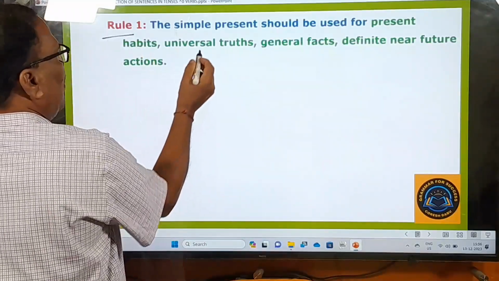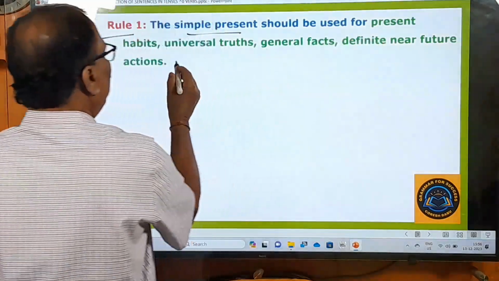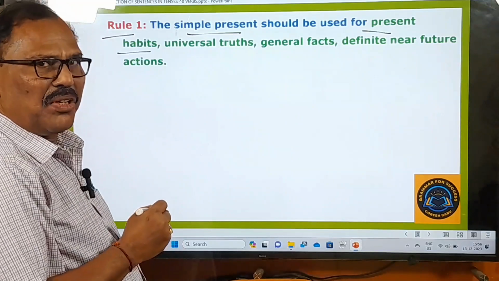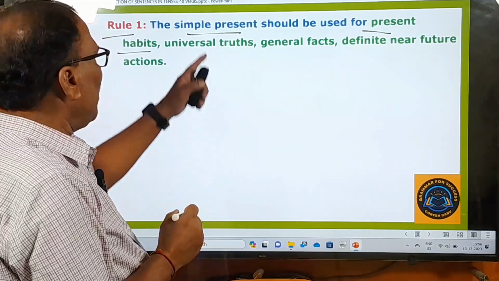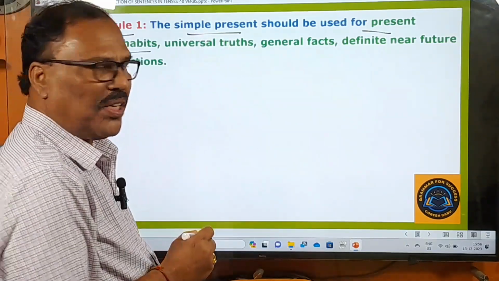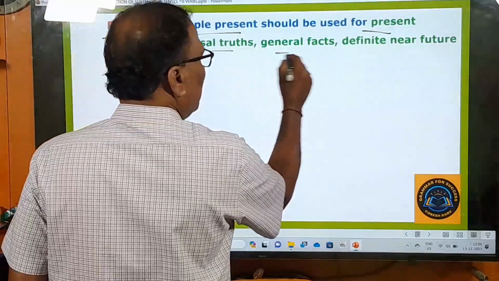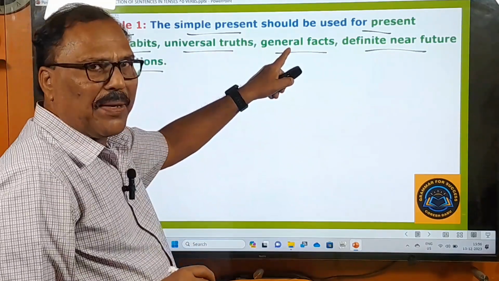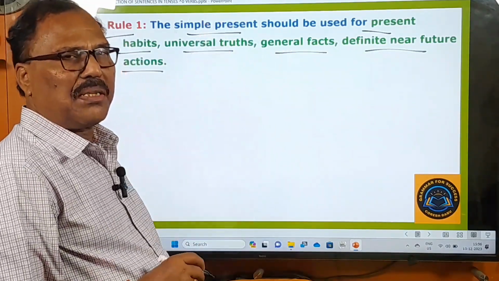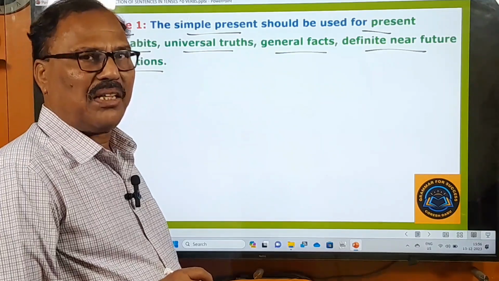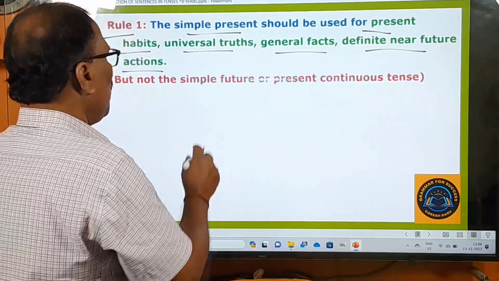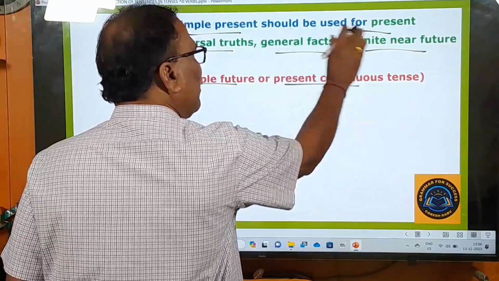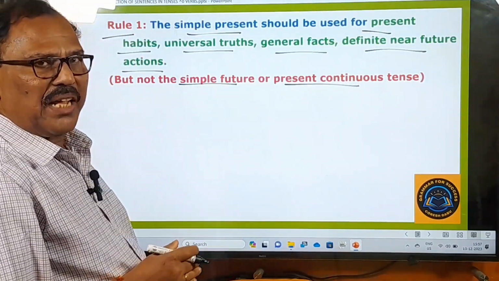Rule 1: The simple present should be used for present habits. Present habits, universal truths, general facts, and definite near future actions should be indicated only in the simple present tense and not other tenses. Generally, people use the simple future or present continuous to indicate these important aspects.